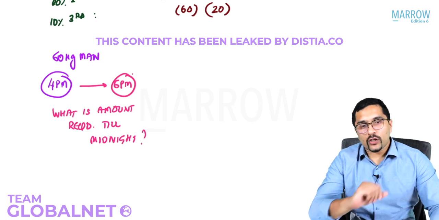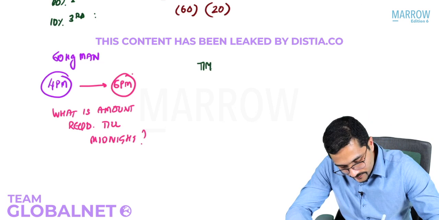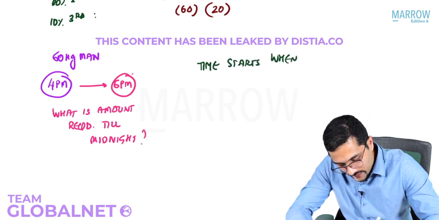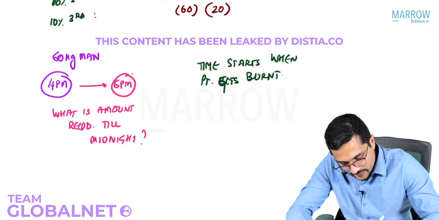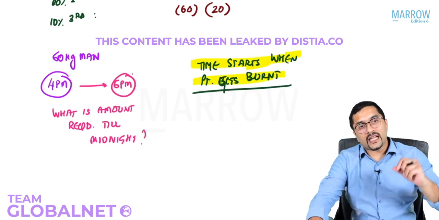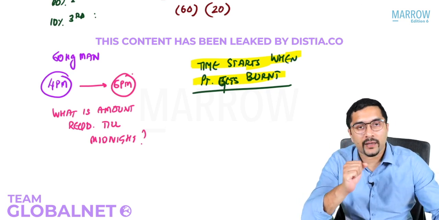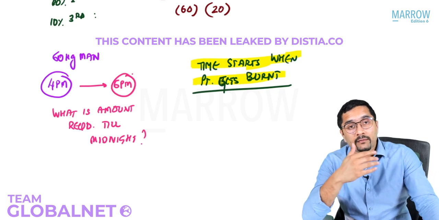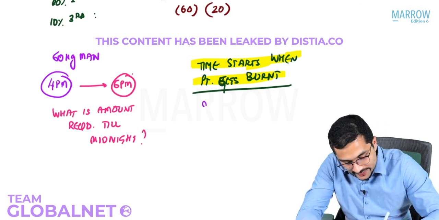So one thing which I want you to remember, that time will always be calculated from when the patient gets burnt, not when he comes to the hospital. So this is a very important concept which I want you to remember. You will start the time when the patient is getting burnt. So it will start at 4 p.m. rather than 6 p.m. Now 4 p.m. till midnight is how many hours? Correct, it is 8 hours.